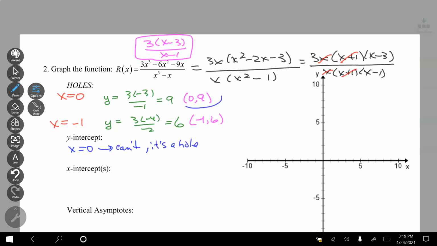It's a hole in the graph, right here. (0, 9) would be on the y-axis. It's a hole in the graph. Okay, easy enough.